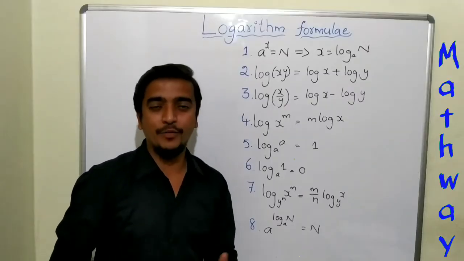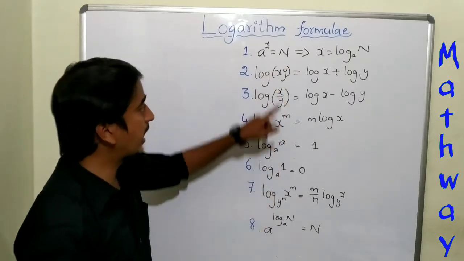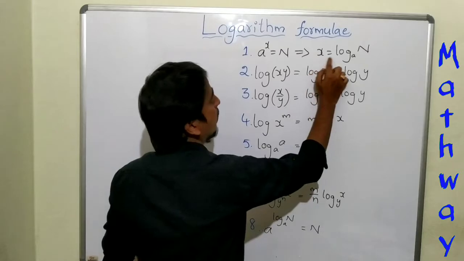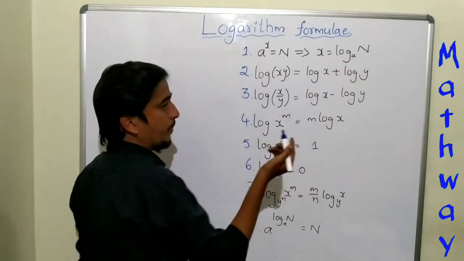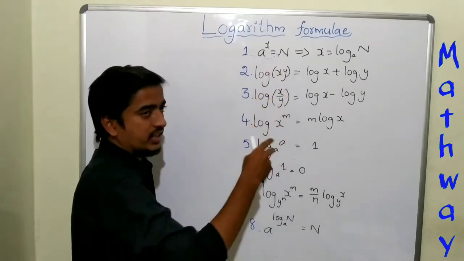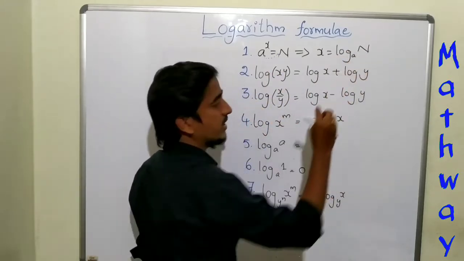Let us see the logarithm formulas. The first one, a power x equals n. So it is an exponential number. To find the exponent value, we can write x equals log n base a. So in the previous examples, we have seen that if it is changed to the other side, then it becomes the logarithm form, x equals log n base a.